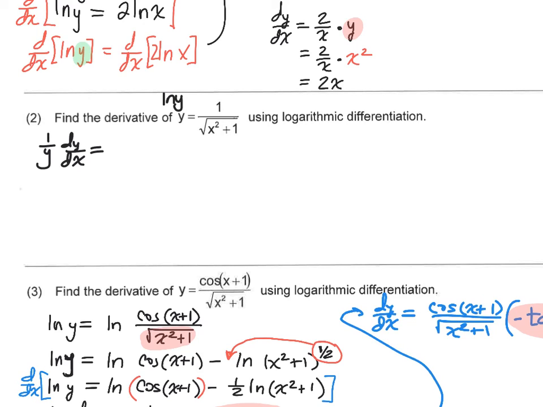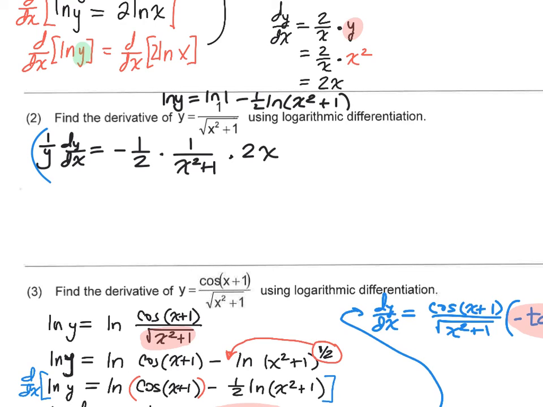So it's really ln of y equals ln of 1 minus ln, well, I could do the 1/2 in one shot. Ln of x squared plus 1. So when I take the derivative of the ln of 1, well, it's a constant, there's no variable in it, so that's going to 0. So minus 1/2, then we'd have 1 over x squared plus 1 times 2x. And then we're multiplying everything by y.